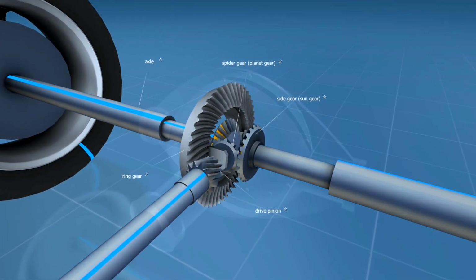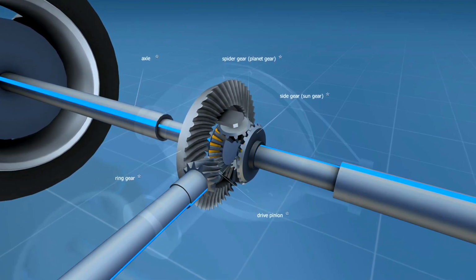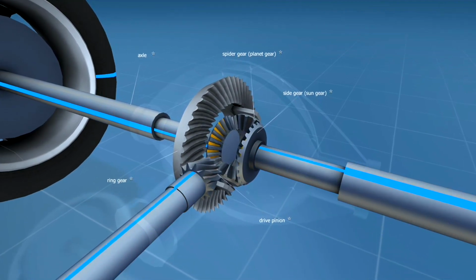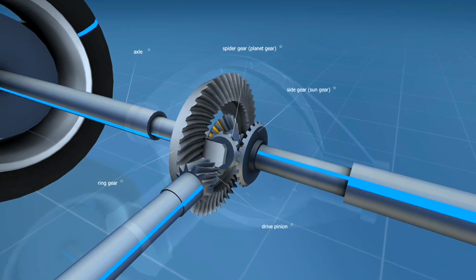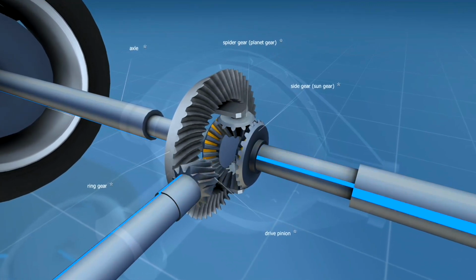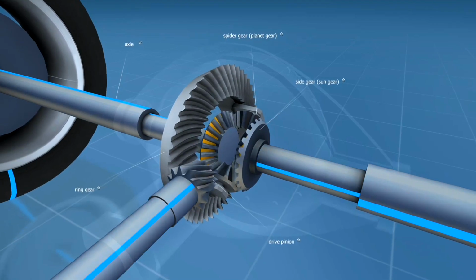The pinion at the end of the drive shaft rotates the ring gear, transmitting the power to the spider gears, which engage with the side gears fixed on the axles, transmitting the power to the wheels.